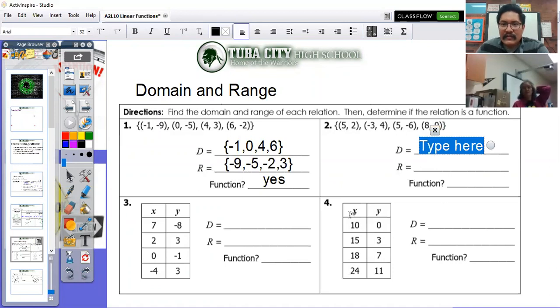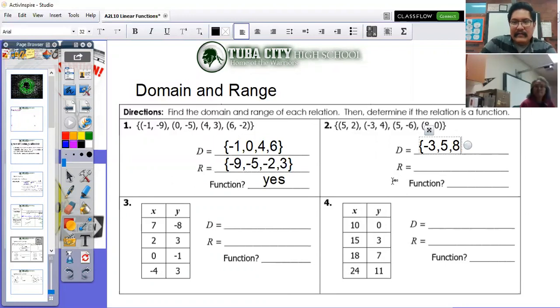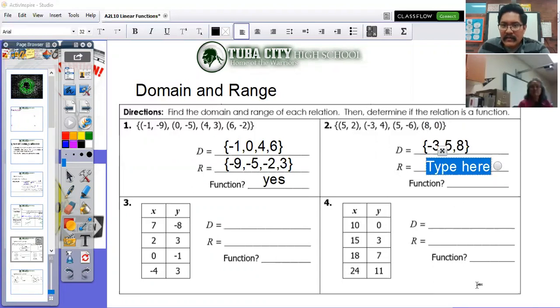So number 2, starting with the lowest number, the least value number, I'm gonna put -3, and then it looks like we have 5, and I can't see what that last number is. Is it 8? I think it's an 8. Oops, wrong type of grouping symbol. And there we go. We have 3 distinct elements of the domain.